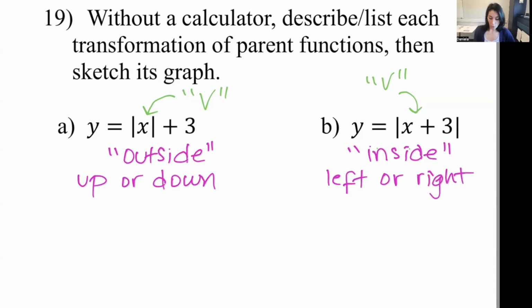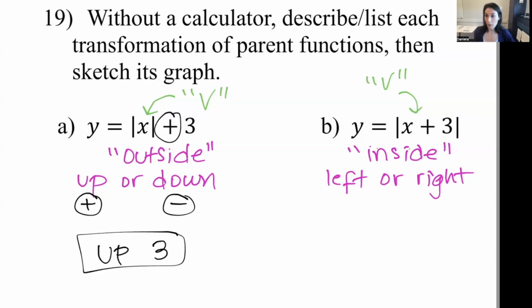Now, when you are going up, it's going to be a plus sign outside the parentheses. And if it's going down, then you would have a minus. Because we see that +3, yes, it's going to be going up 3 units. If you saw a -3, then it was going to go down 3 units.